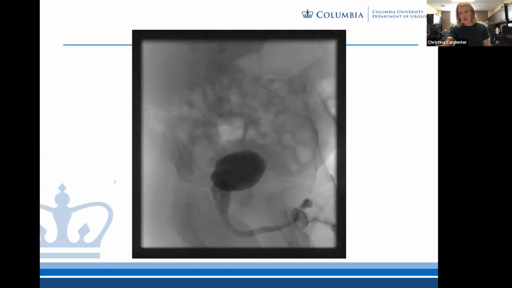But to get back to this patient and just overall PUV management, I leave a catheter in place for about 24 hours as long as there are no major abnormalities or electrolyte abnormalities. And then I'll do a VCUG about 2 weeks after that. And this is my patient 2 weeks post ablation, and you can see that you still have the dilated urethra, but now there's a very good flow of urine through the urethra.